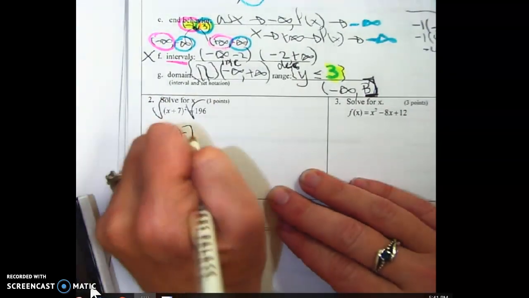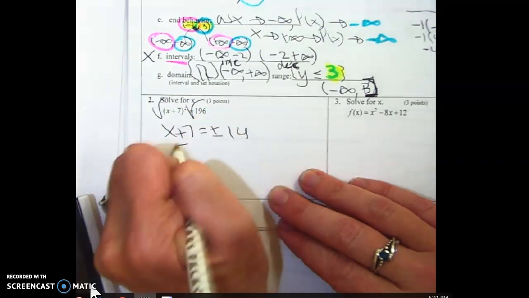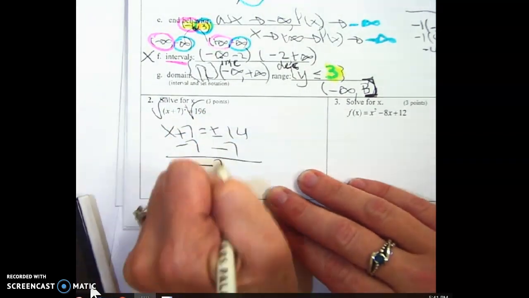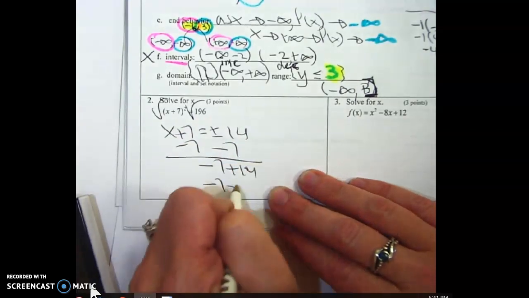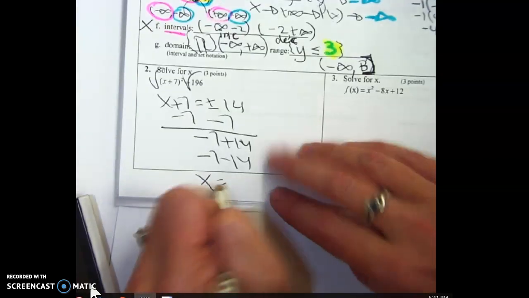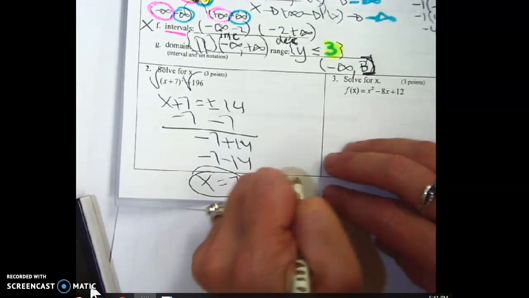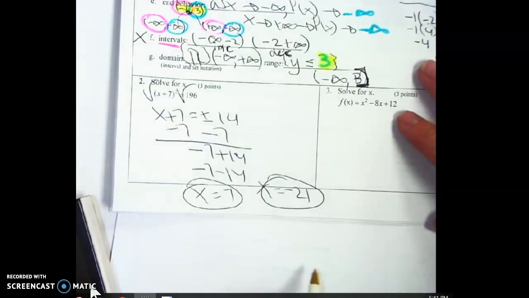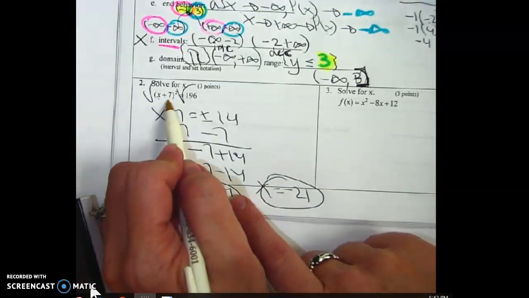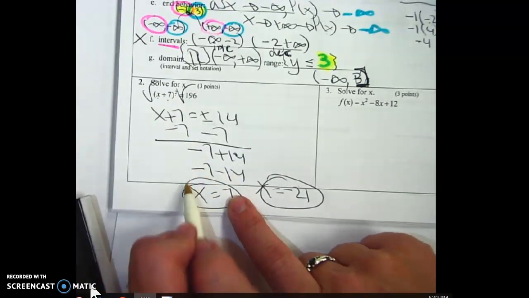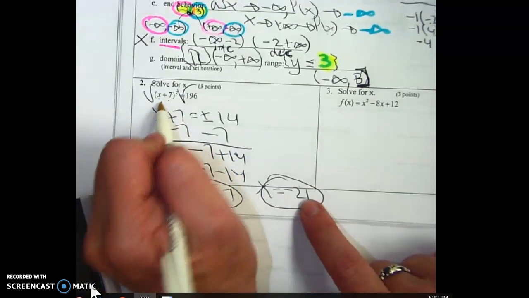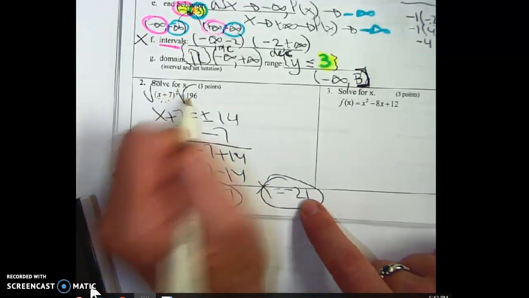All right, solve for x, square root. x plus 7 equals plus or minus 14, minus 7. -7 plus 14, -7 minus 14. x equals 7. x equals -21. How do you know I'm right? 7 plus 7 is 14, squared is 196. Negative 21 plus 7 is negative 14, squared is 196. So I know that I'm right.